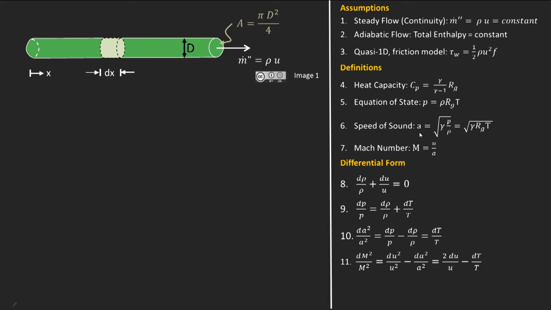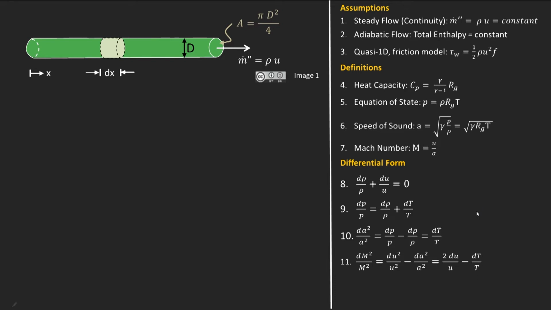Continuing, the speed of sound a is expressed as square root of gamma p over rho, and if we square this and then take again a logarithm and differentiate, we'll get d a squared over a squared equals dP over P minus d rho over rho, which equals dT over T. Doing the same thing with the definition of Mach number, that is squaring it and then taking a logarithm and differentiating, we'll get dM squared over M squared equals du squared over u squared minus d a squared over a squared. The first term can be further simplified as 2 du over u, and since d a squared over a squared equals dT over T, we can just substitute for that as dT over T here.